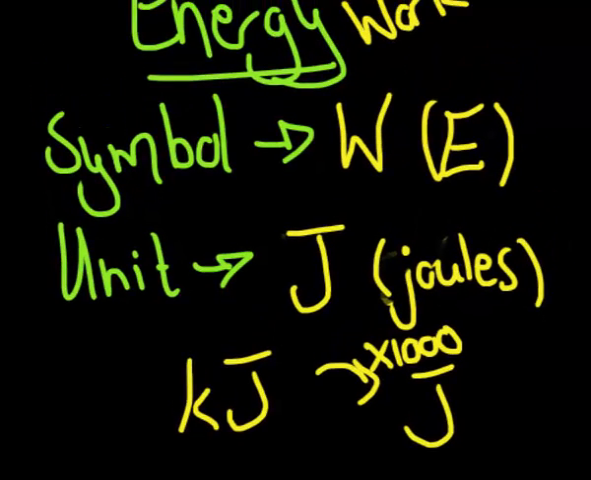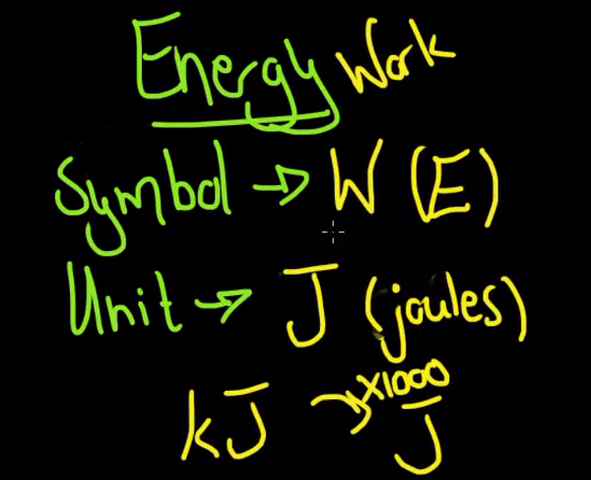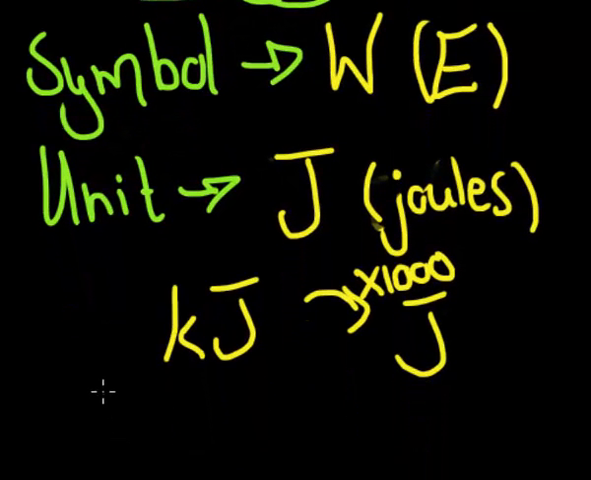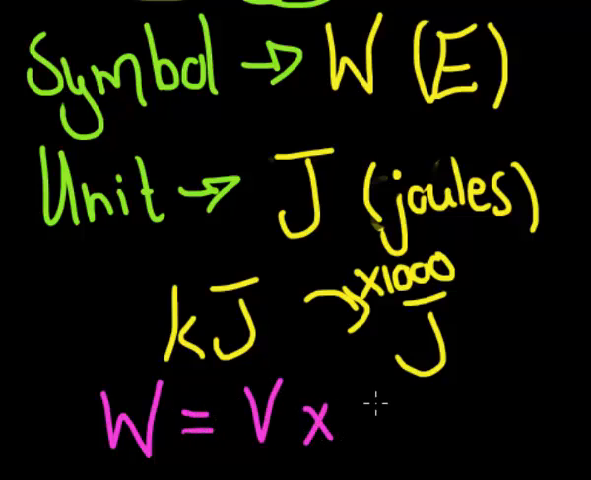Now the symbol was W or capital letter E, but the more common formula that we'll be making use of is the one that says W, which stands for either energy or work, being equal to potential difference times the charge. Now this formula is given to you at the back of your test and exams on the formula sheet, but there are a few variations to this formula that can also occur.